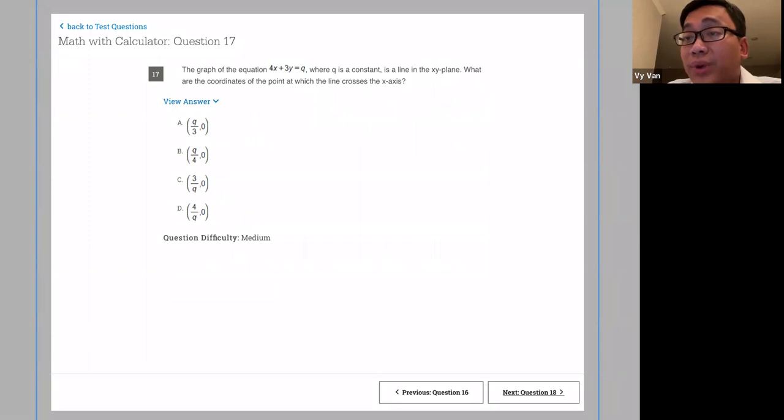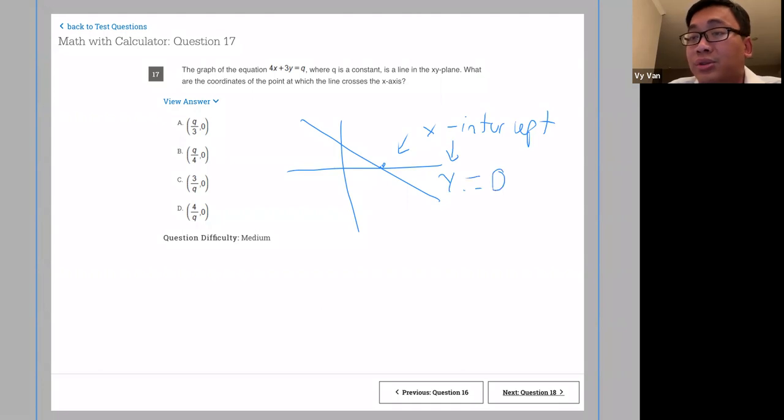And in this question right here, they're asking, what are the coordinates of the point at which the line crosses the x-axis? So let's say you have a line, it crosses the x-axis. In other words, they're asking for the x-intercept. And what is the x-intercept? It is when y equals 0.